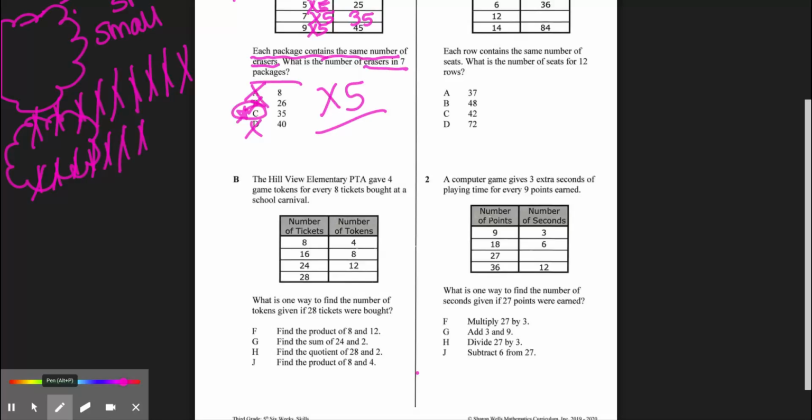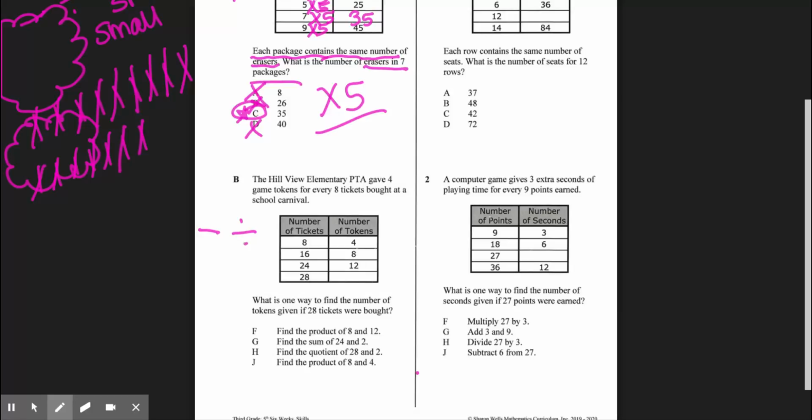What is one way to find the number of tokens given if 28 tickets were bought? So really what they're asking us right now is, what is the rule? What do we have to do to solve for that missing? So we don't actually have to come up with your answer. They just want to know, how do we come up with the answer? So we need to figure out the rule. We went from 8 to 4, 16 to 8, 24 to 12. So we're going from a big number to a smaller number. So we know when we're going from a big number to a smaller number, we are either subtracting or dividing.